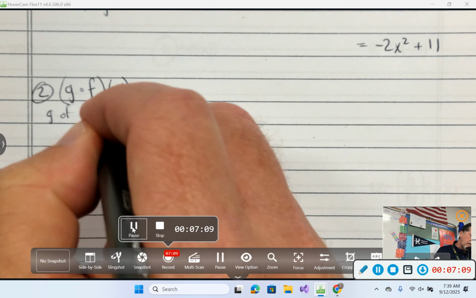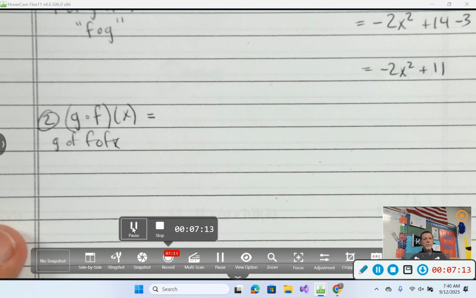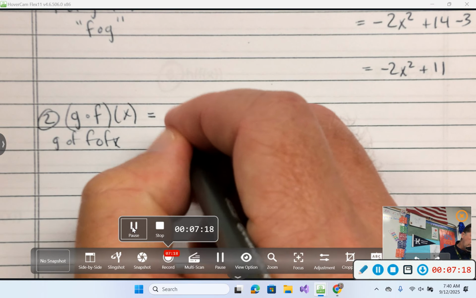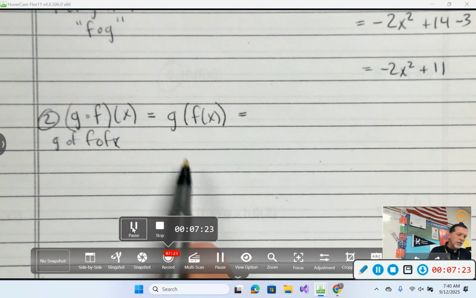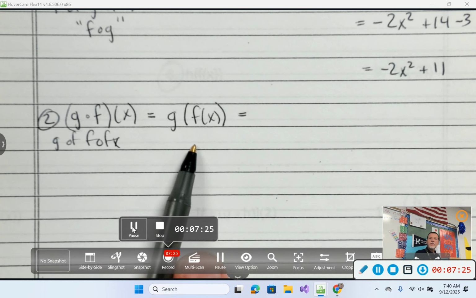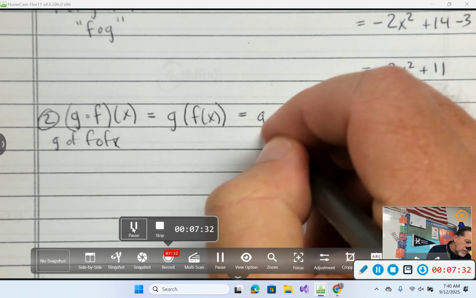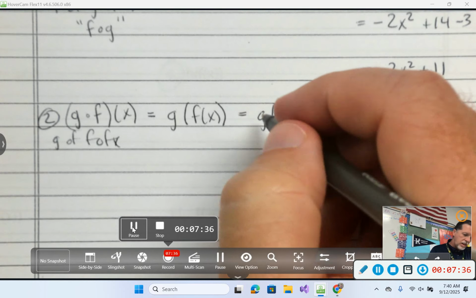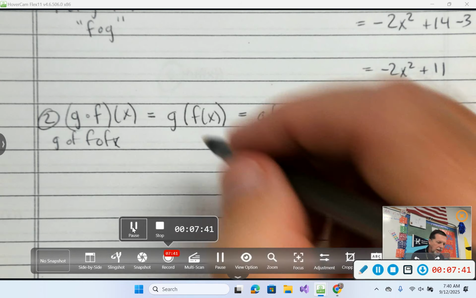G of f of x. Again, I don't like the g o f presentation of that. I would rather write it as g of f of x, like that. Because if you write it like that, that's telling you what to do. It's telling you to use f as the input to g. So I think what I would first do is plug in what f is. That's 2x minus 3, because that's f of x.